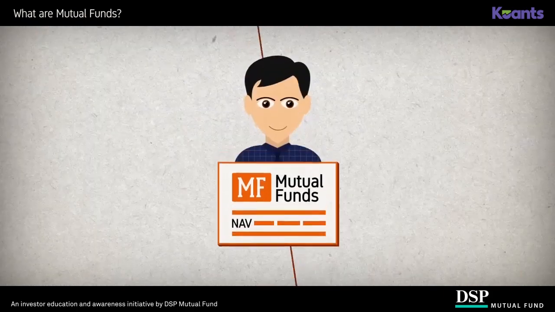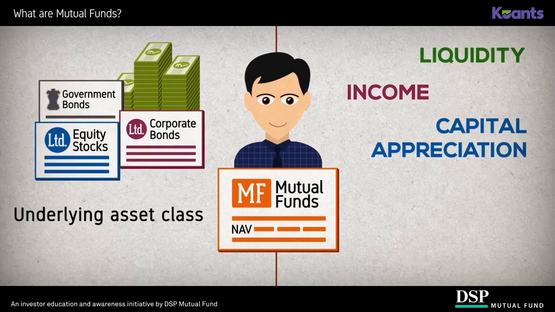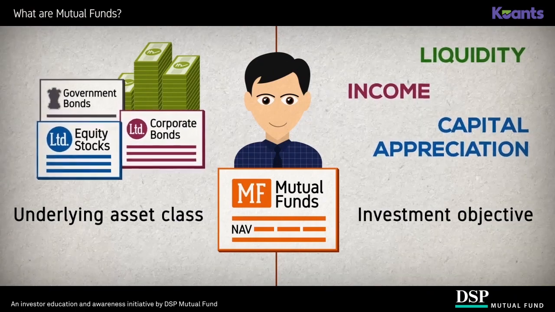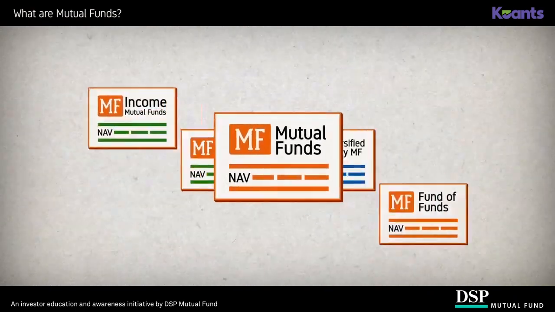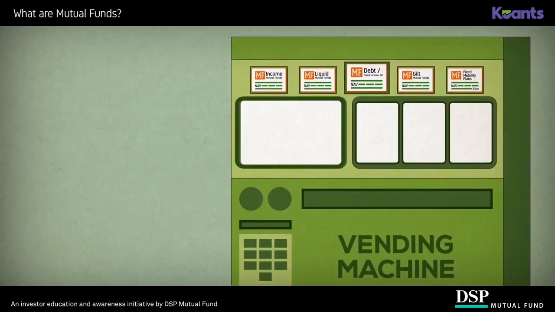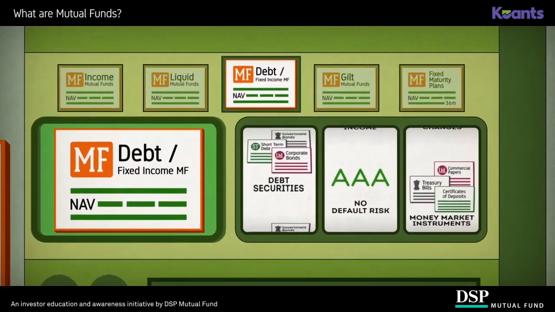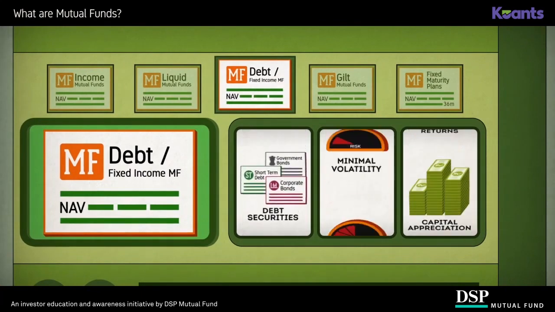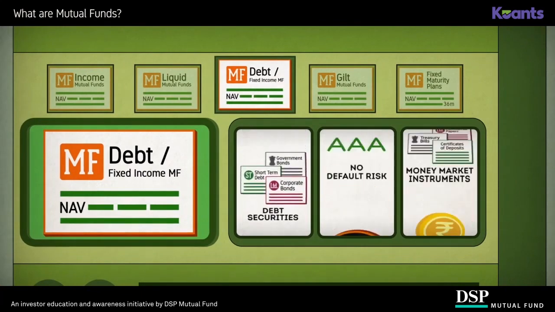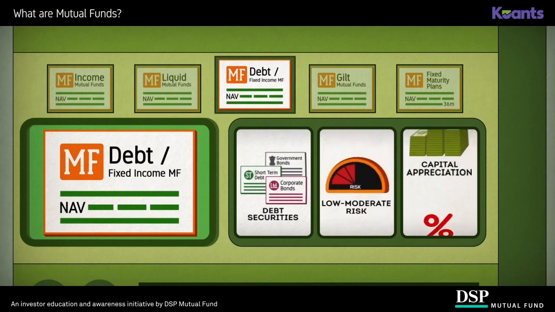In addition to these, you can also choose a mutual fund based on the underlying asset class and the investment objective of the fund. There are many types of mutual funds suitable for different investors with differing needs and risk profiles. Let us start by understanding debt or fixed income funds. These funds primarily invest in debt securities such as bonds, debentures, government securities, etc. They are considered to be less risky and can provide modest returns.